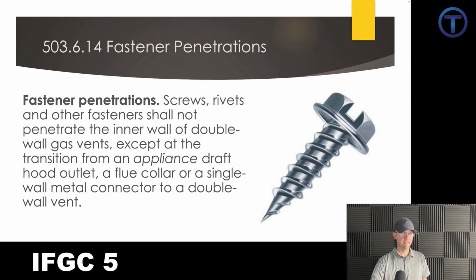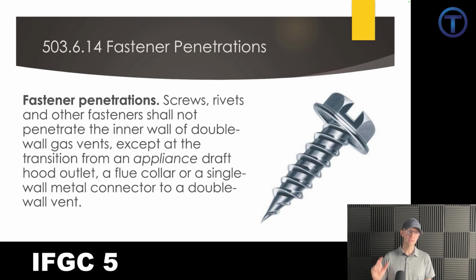503.6.12 talks about supporting vents, and of course they would need to be supported properly, as we looked at in previous sections. 503.6.13 says that those vent pipes would have to be marked. 503.6.14 talks about fastener penetrations.